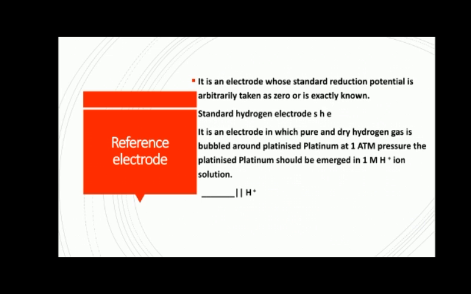Reference electrode. It is an electrode whose standard reduction potential is arbitrarily taken as 0 or exactly known. The standard hydrogen electrode is also abbreviated as SHE. It is an electrode in which pure and dry hydrogen gas is bubbled around platinized platinum at 1 atmospheric pressure. The platinized platinum should be immersed in a 1 molar H+ ionic solution.